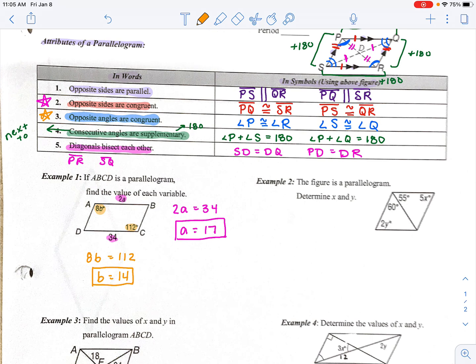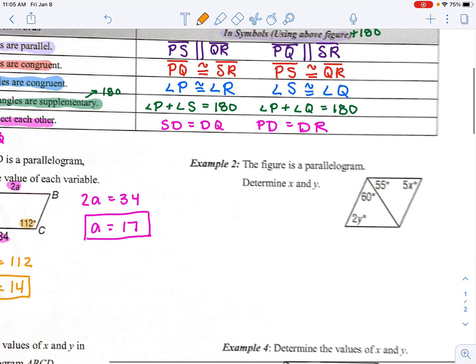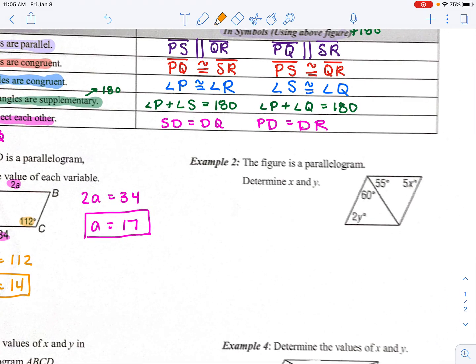Example 2, it tells us it's a parallelogram. We need to determine X and Y. So we got a lot going on here for this one. I see that they give us 5x, 55, 60, and 2y. Now, 5x and 2y are opposite angles, which means they would be equal, but that won't really help us because we have x's and y's. What if I combine these two into one big angle here? If I have 60 and 55, that whole angle would actually equal 115.